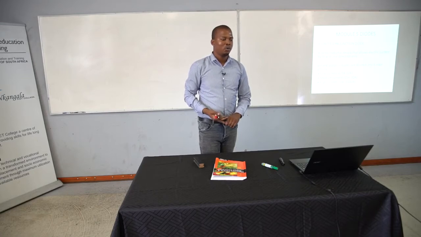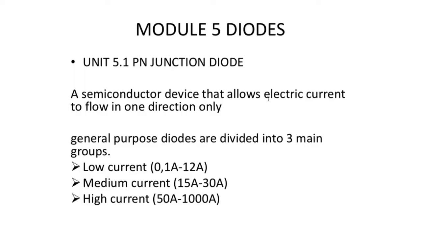Now that we have learned about the PN junction, we're going to learn more in Module 5 about diodes. Unit 5.1, PN junction diodes. A PN junction diode is a semiconductor that allows electric current to flow in one direction. The general purpose diodes are divided into three main groups: the low current, the medium current, and the high current.